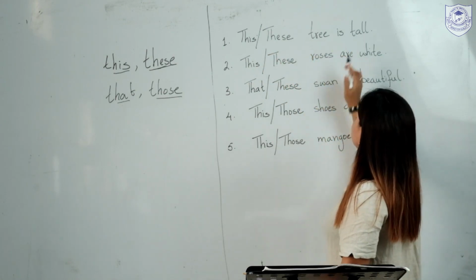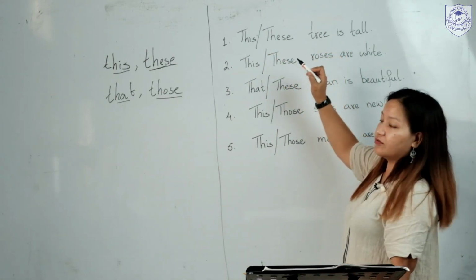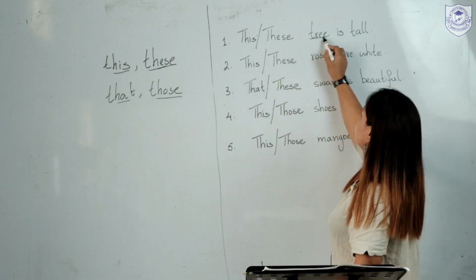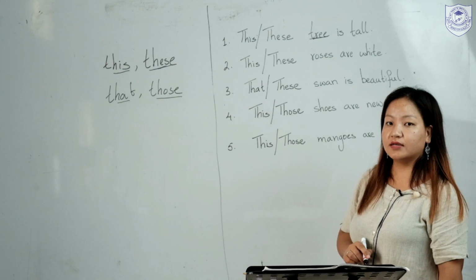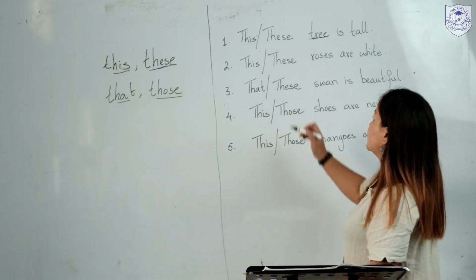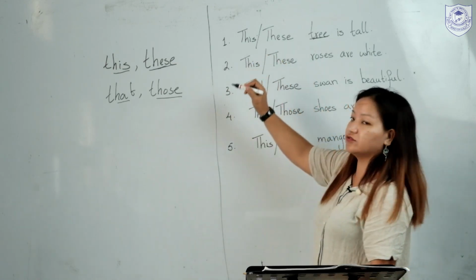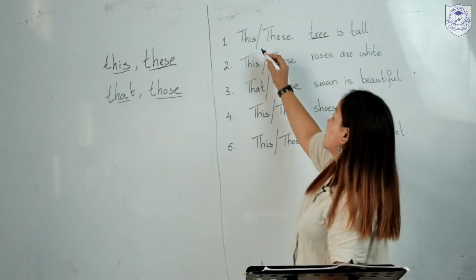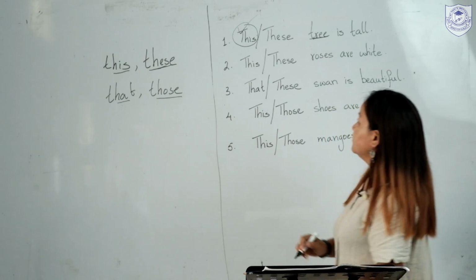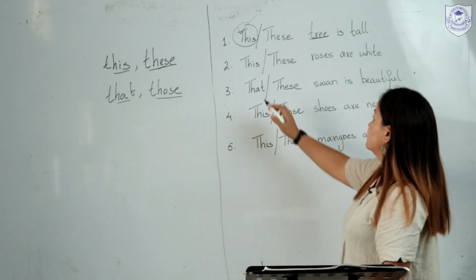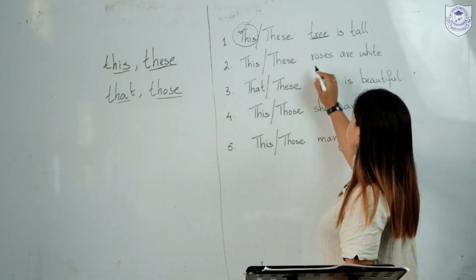This tree is tall. Now, what is the noun here? Tree, right? Look at the noun. Is it singular or plural? It is singular. So we cannot use these. We have to use the word this. Okay?